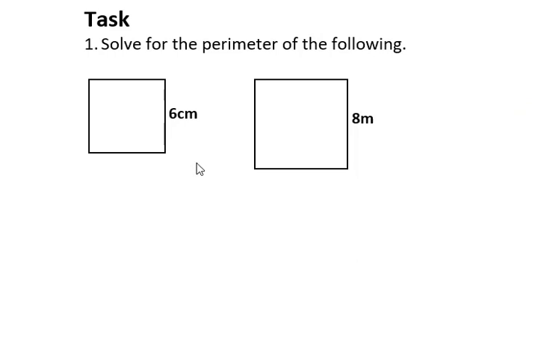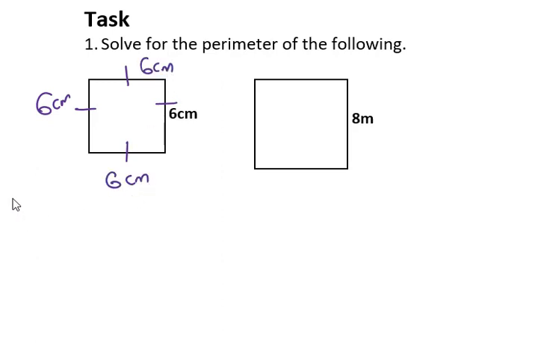We have a task here that says solve for the perimeter of the following. They just give us the length of one side of this square, but we know something: this part is also equal to this part, and this part is as well equal to this part, so they all measure the same. So it means here is also 6 cm, 6 cm, and 6 cm.